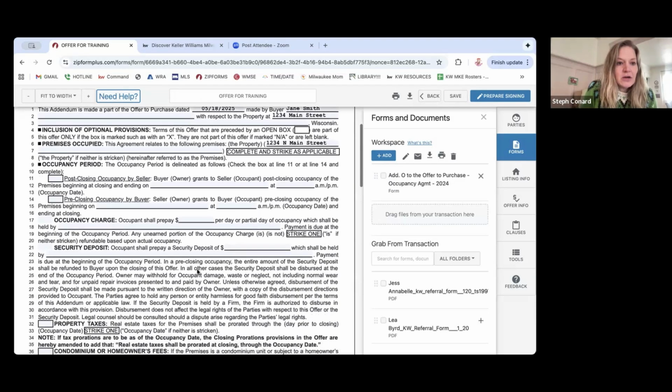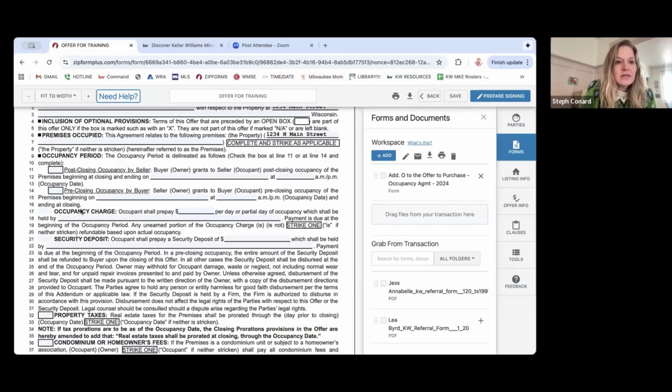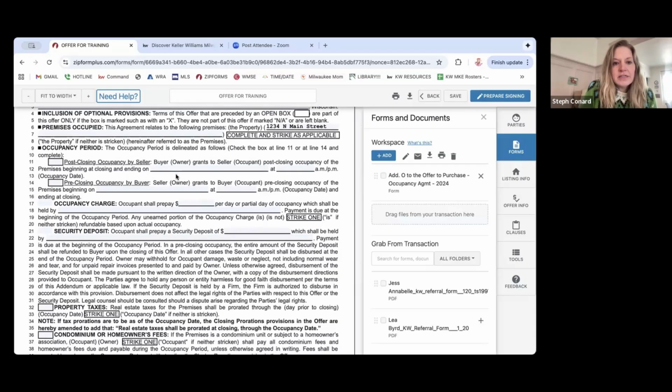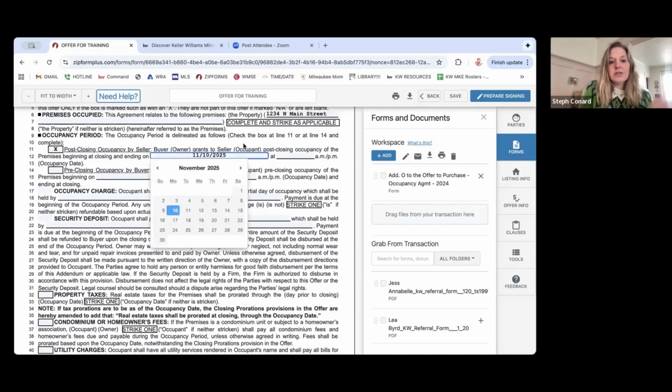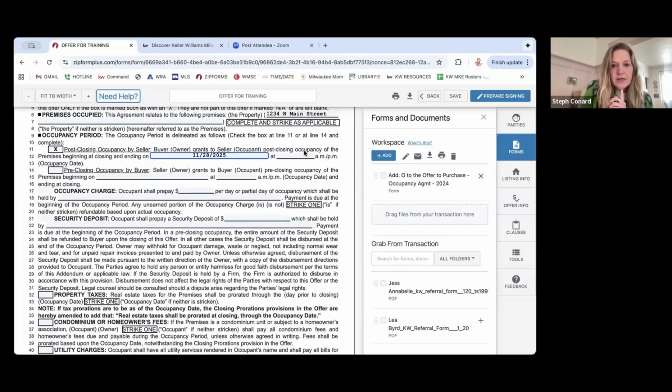The occupancy period. So starting at line 9, the occupancy period is delineated as follows. Check the box at line 11 or at line 14 and complete. So I'm going to just show what it is for a post-close occupancy. So the buyer/owner grants to the seller, who becomes the occupant, post-closing occupancy at the premises beginning at closing and ending on, and then this is where you're going to identify a date. So we could say maybe they want through Black Friday, and you could name a time here. Most often it would just be till the end of the day, so you could just say 11:59 at night.